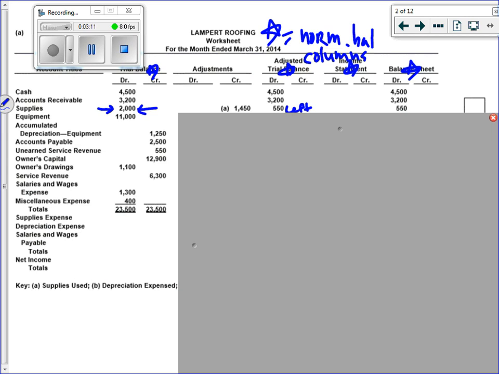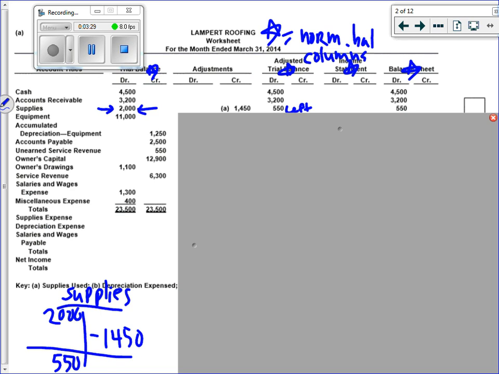So if I drew a little T account for supplies, I see it's got a normal debit balance of $2,000. What was left was $550. Now, the reason we had to credit that with its difference is to offset it. Had we debited for $1,450, what would the problem have been? It would have gone up, and we used some. So that's why we credit it to show what was used.